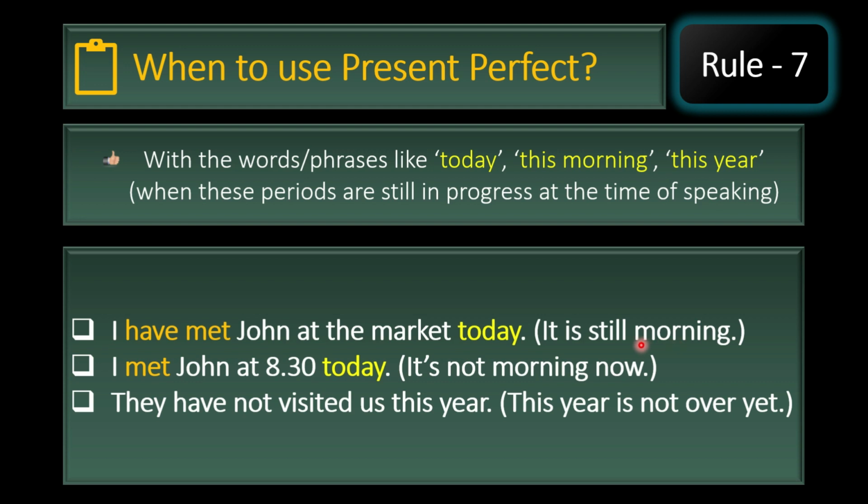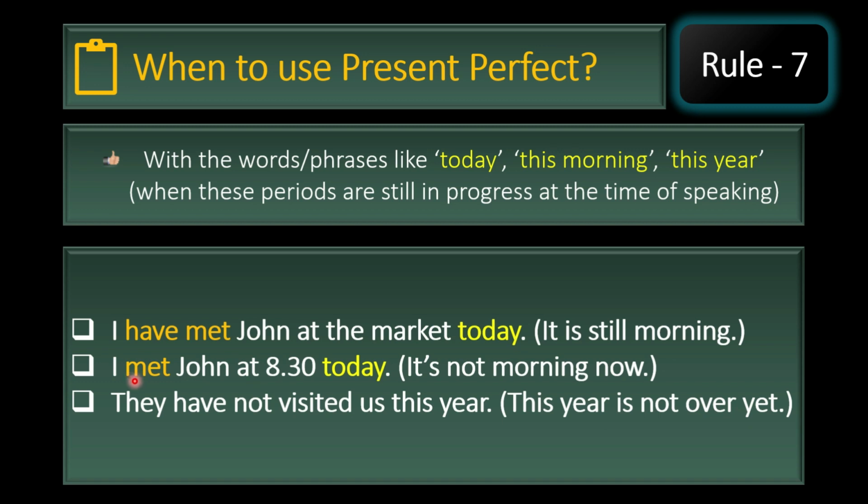But if it is not morning time, it is like afternoon or in the evening, you can say, I met John at the market today, or maybe at 10 o'clock today, or something like that. I met John at 8:30 today. It's not morning now. That's why we mentioned 8:30, a specific time. I used a simple past tense. They have not visited us this year. This year is not over yet.